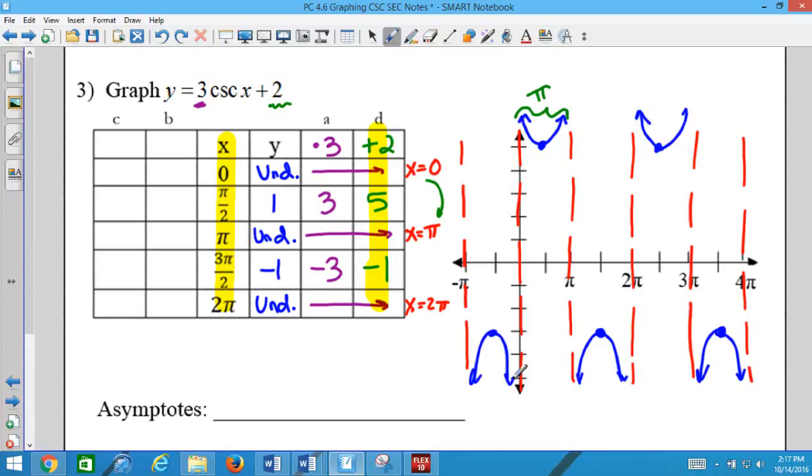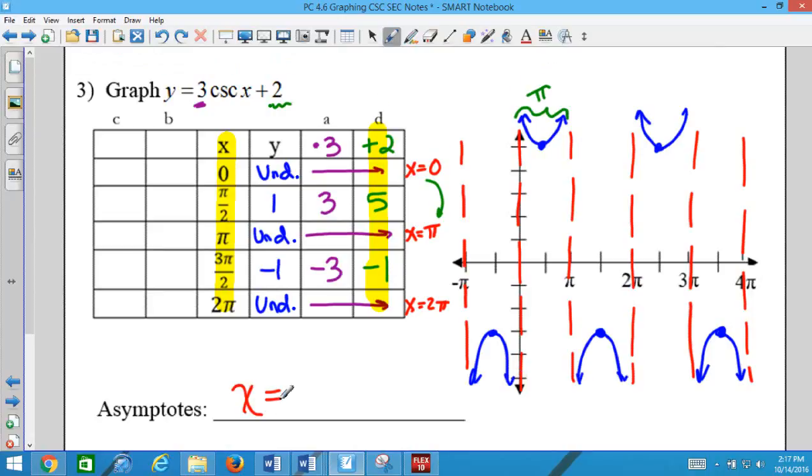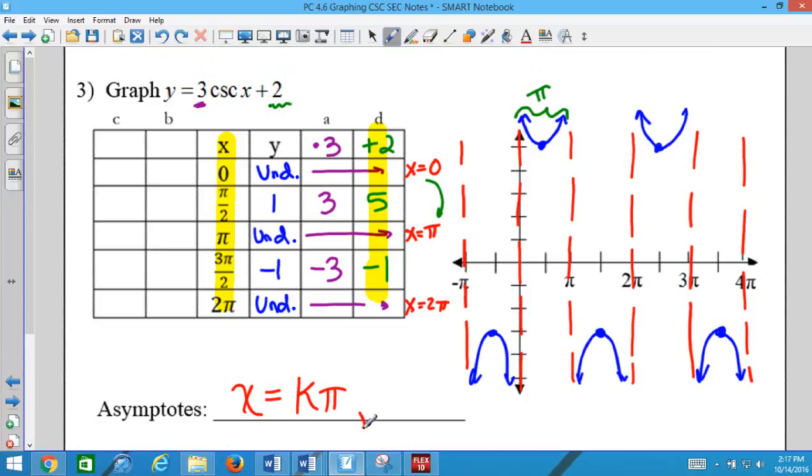And then we're going to write our asymptotes. Asymptotes x equals. The first one that I have in my chart is 0. And I'm going to add on pi each time, so some number multiplied by pi. I didn't write 0 plus because you don't have to write 0. That's why I did not write it. K is an integer.